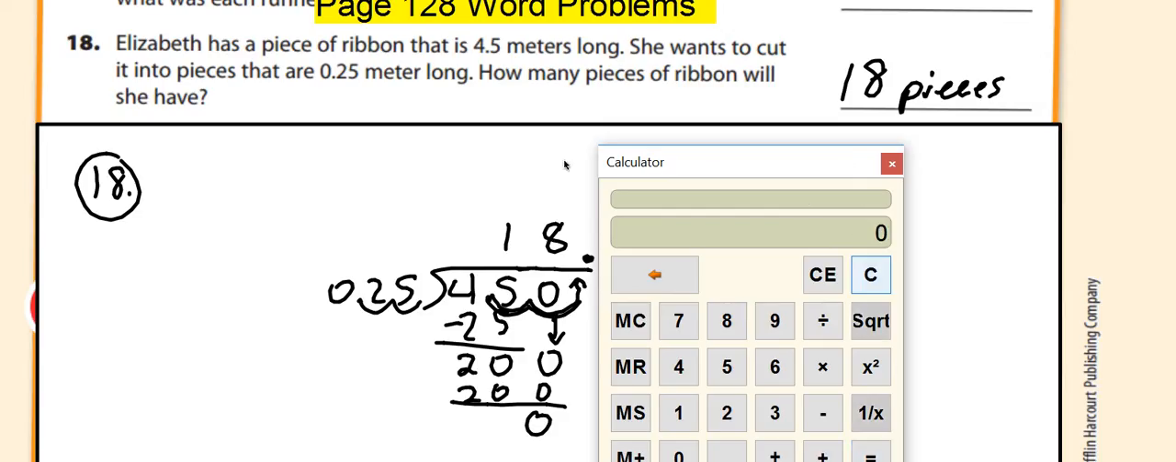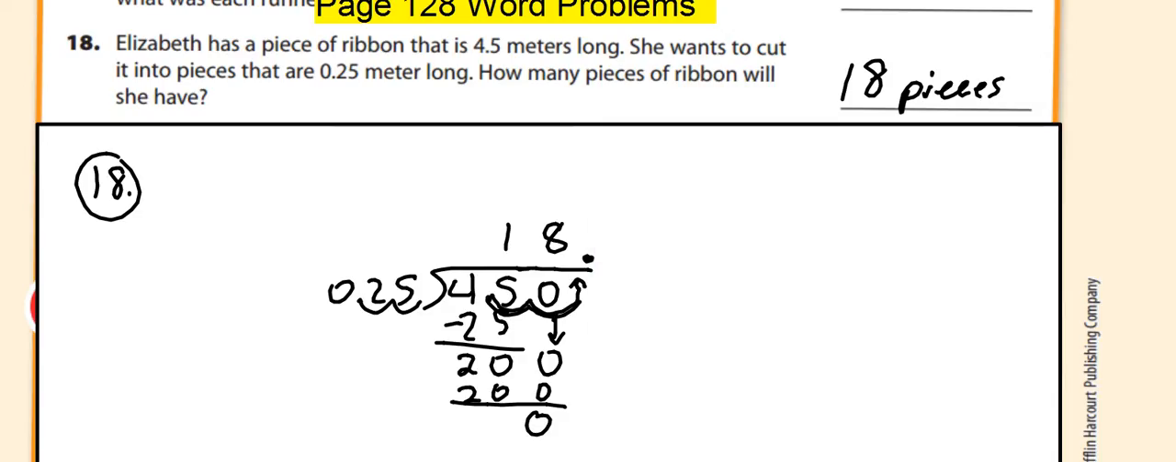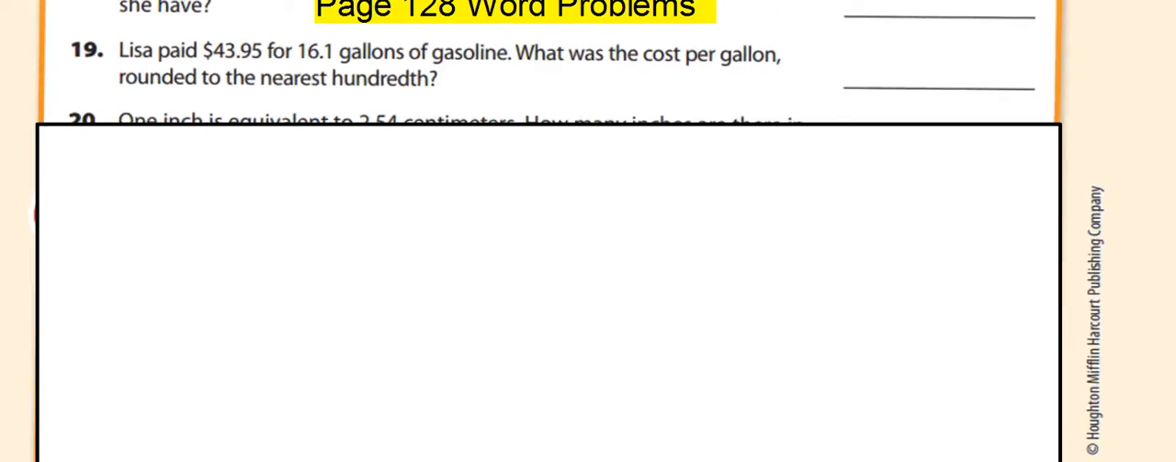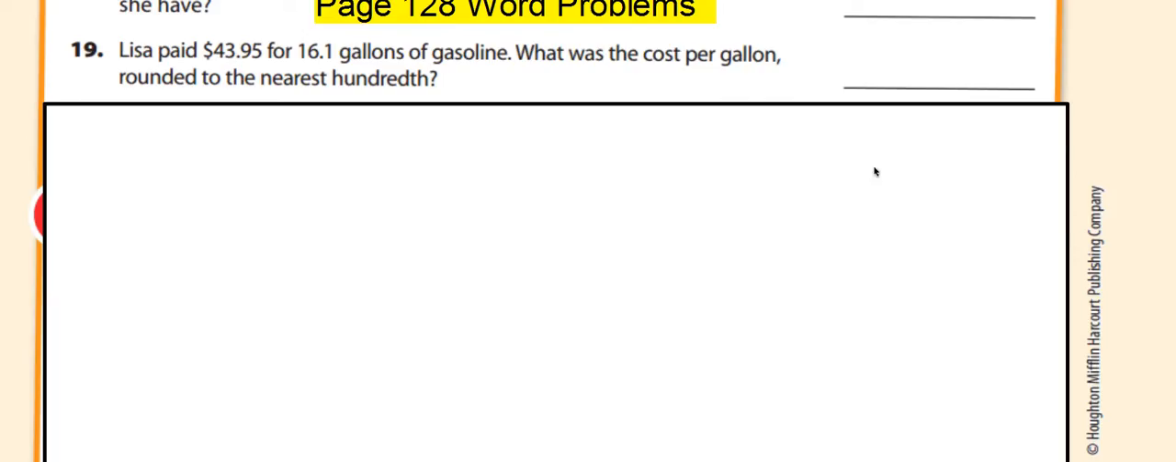Okay, the problem we've all been waiting for, number 19. I will clear my board here, move up my deal, and we will read question 19 together. 19 reads, Lisa paid $43.95 for 16 1/10 gallons of gasoline. What was the cost per gallon rounded to the nearest hundredth?